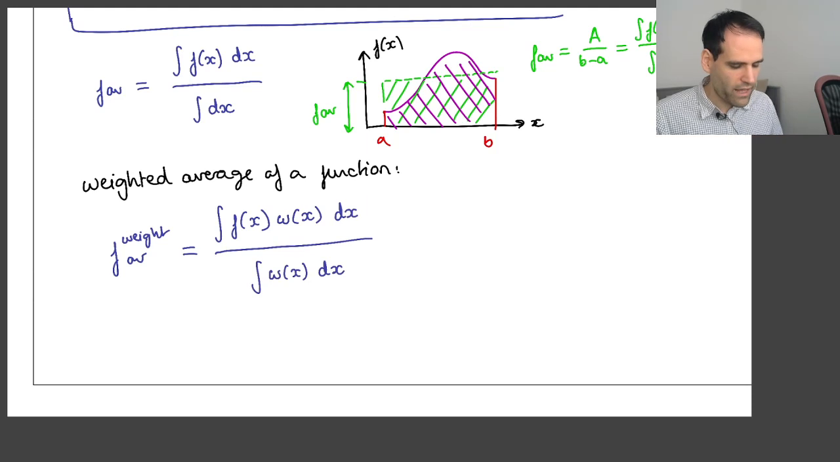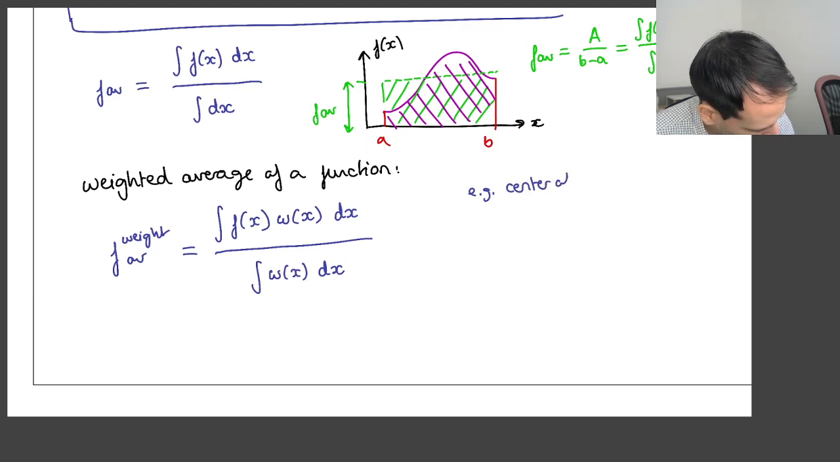So this is like doing an average of a function, but instead of giving equal importance to every value of x, maybe we care more about values of x that are near above 2. Then the weight would be a function that is bigger when x is above 2. So it's a way of calculating an average where certain parts are more important than others. This appears, for example, when you want to calculate the center of mass of a rod. So let's do an example.